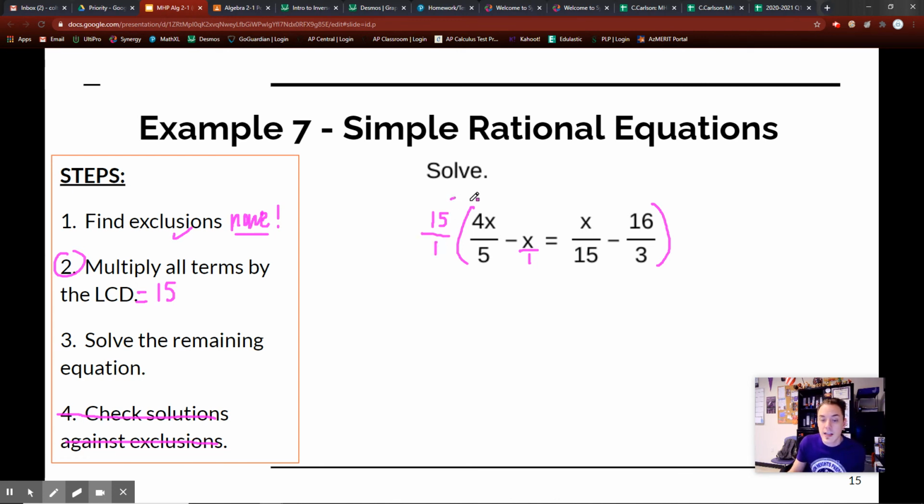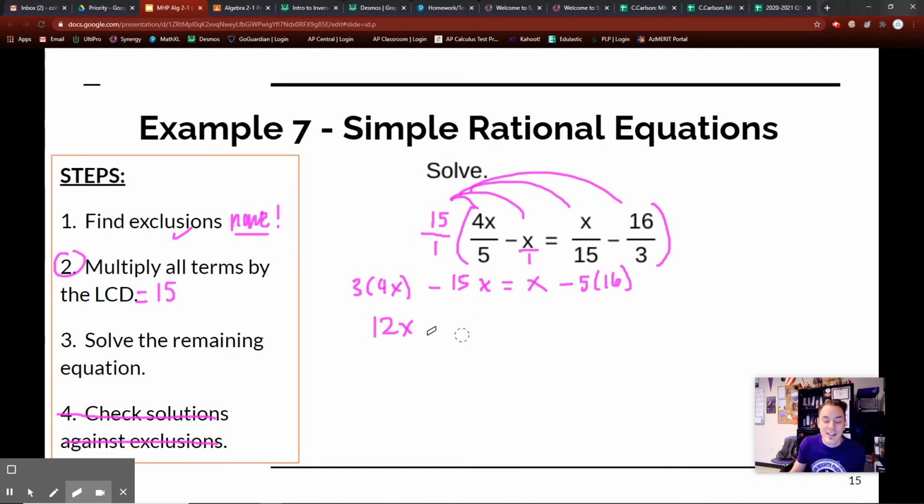So I'm going to take this and multiply through to every term. 15 times this, well, 15 divided by 5 is 3, so this is going to be 3 times 4x. And then minus 15x equals, 15 divided by 15 is 1, so I just have x. 15 divided by 3 right here is 5, so this is going to be negative 5 times 16. This is 12x minus, not equals, minus 15x equals x, and then this is going to be negative 80. 5 times 16 is 80.